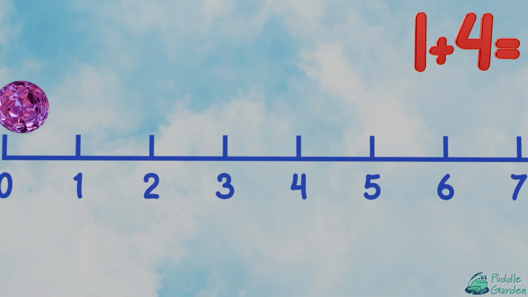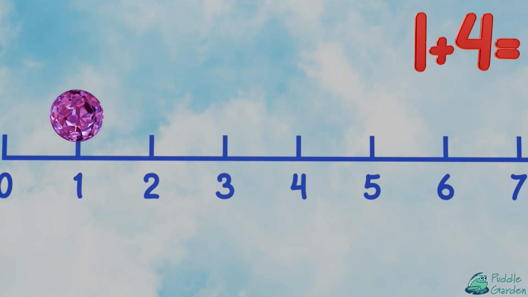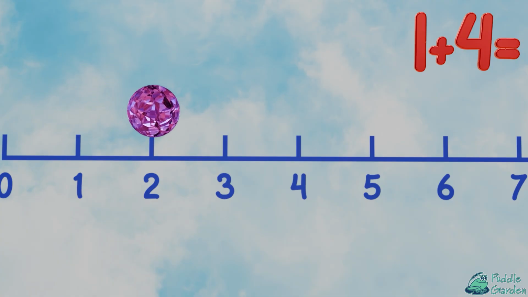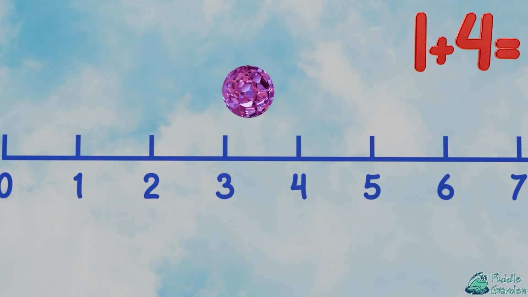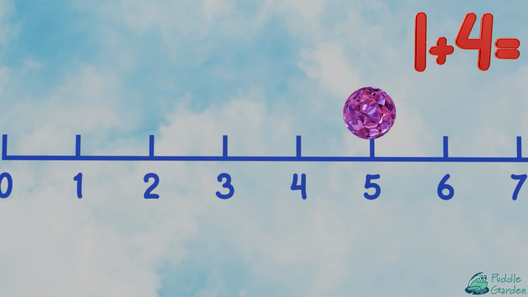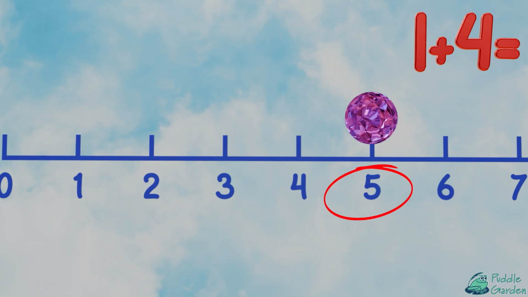1 plus 4. We're jumping forward 4. 1, 2, 3, and 4. We land on the number 5. 1 plus 4 equals 5.